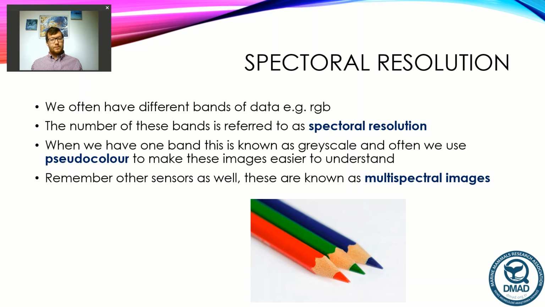So we've talked about spatial resolution, but there's another phenomenon we need to be aware of, which is called spectral resolution. And we often have a number of different bands in an image. I've used the example of RGB, and RGB is red, green, blue values. And this is how a camera captures its images. So each of those is a color band. We look at the reflection of red, green, and blue light, and each of these bands are put together. And the number of bands that we have is referred to as the spectral resolution.